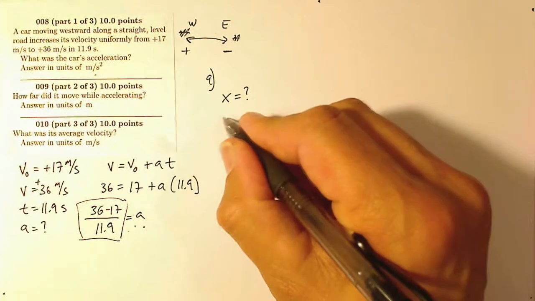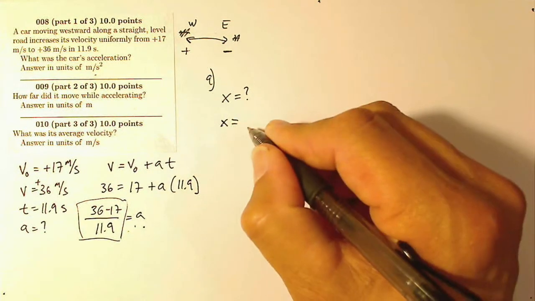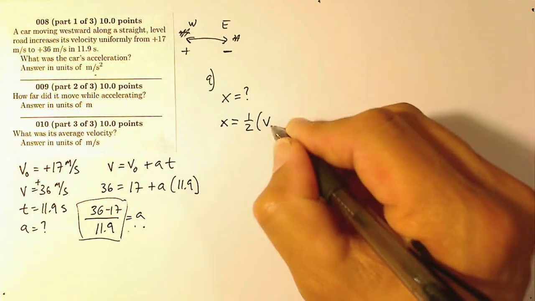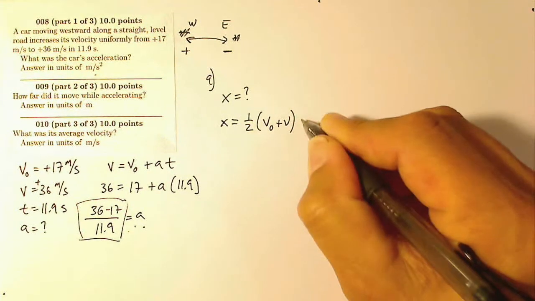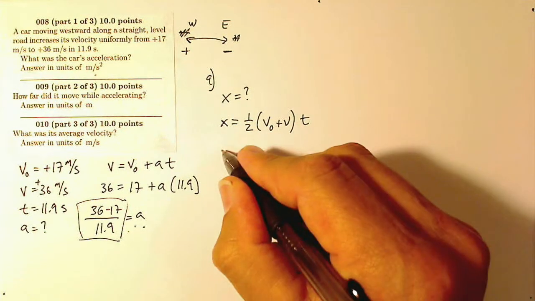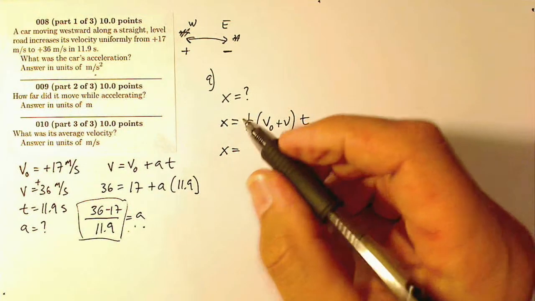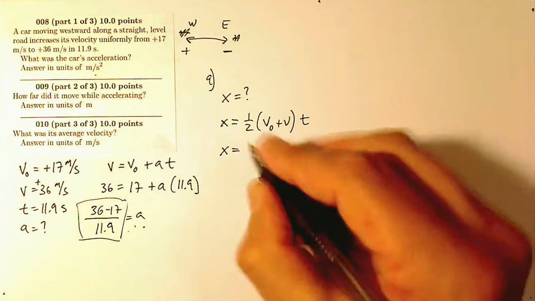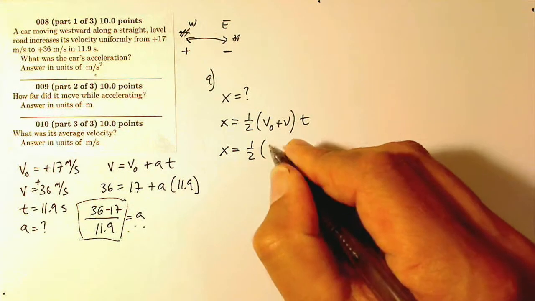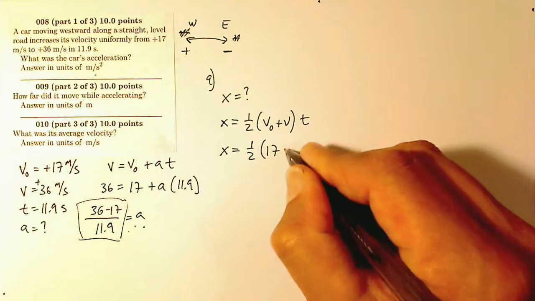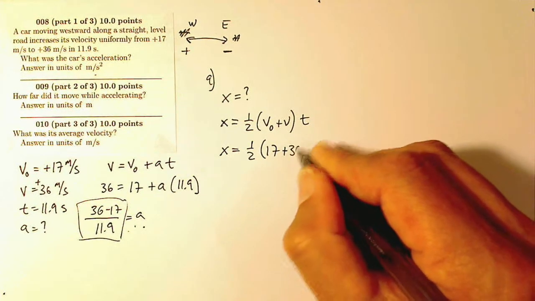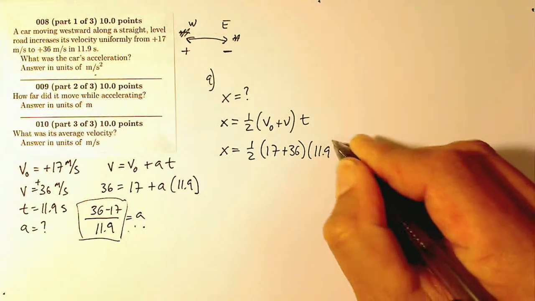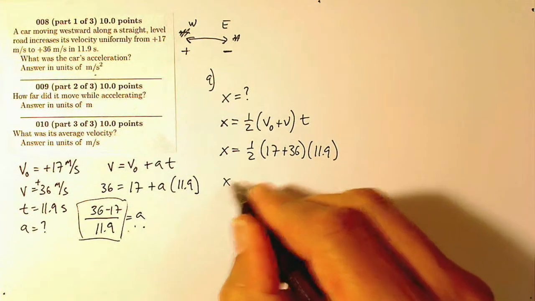The one that doesn't have acceleration is that my displacement is my average velocity, which is 1/2 (v0 plus v), times my time. In this case, how far it moved is actually a distance, so that's going to be a positive number anyway. So my distance is going to be 1/2 my initial velocity of 17 plus my final velocity of 36, times my time of 11.9 seconds. And that's some simple math to get my displacement.